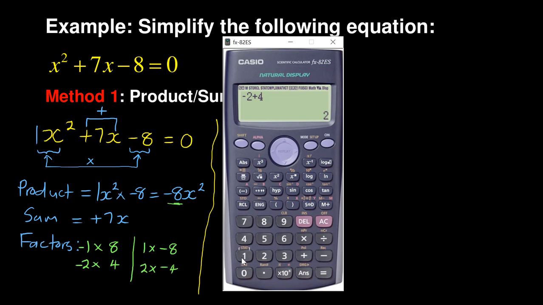Let me try the other one, which is 1 plus minus 8, is giving me a negative 7. It looks like the same factors, but it is not a positive 7. So if it's a negative and a positive, these are two different. I'm looking for the positive, but I'm getting a negative. And then 2 plus minus 4 also gives me a negative 2. So the first one, minus 1 plus 8, is the one that gave me a positive 7.